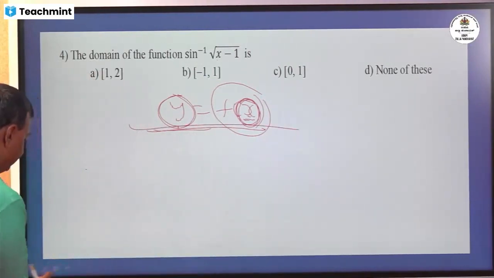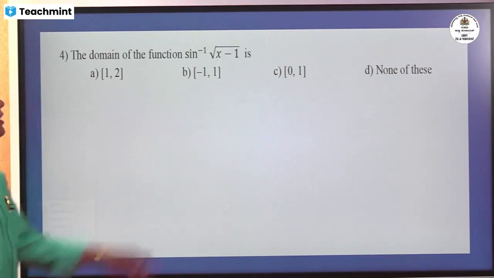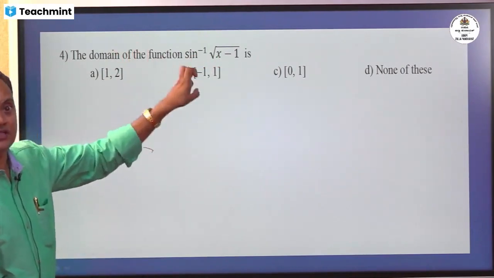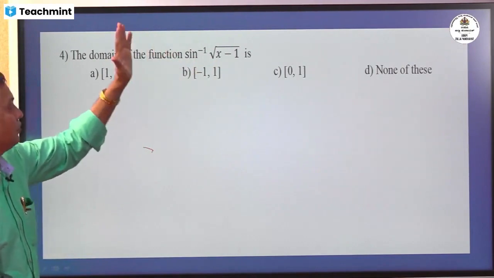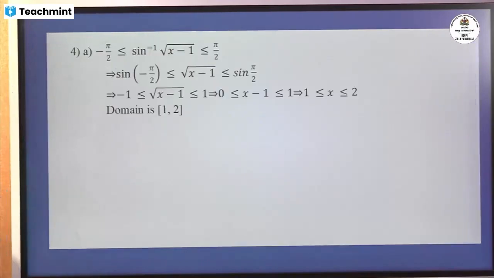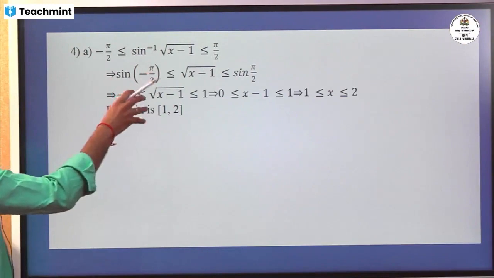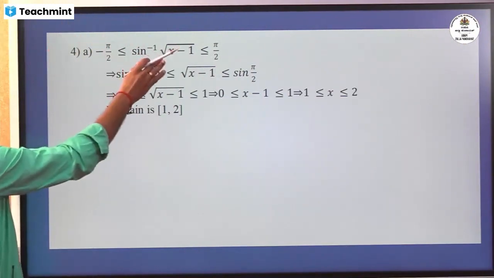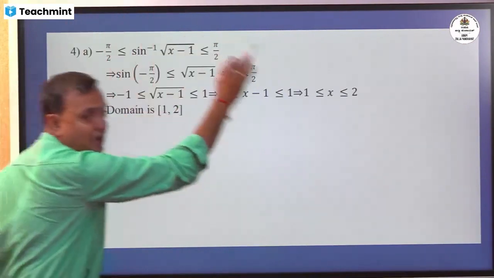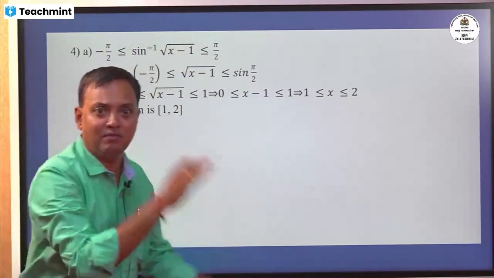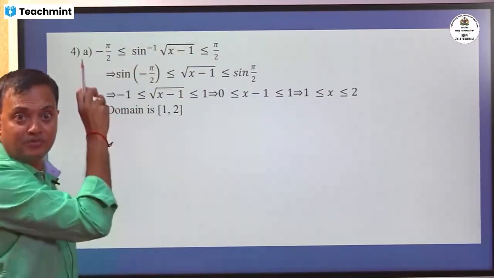So how to find the domain of this? Domain means x values. For which values of x is sin inverse of root of x minus 1 defined? We know the range of the sin inverse function is minus pi by 2 to pi by 2. Range is nothing but the interval containing the minimum and maximum values of the function.